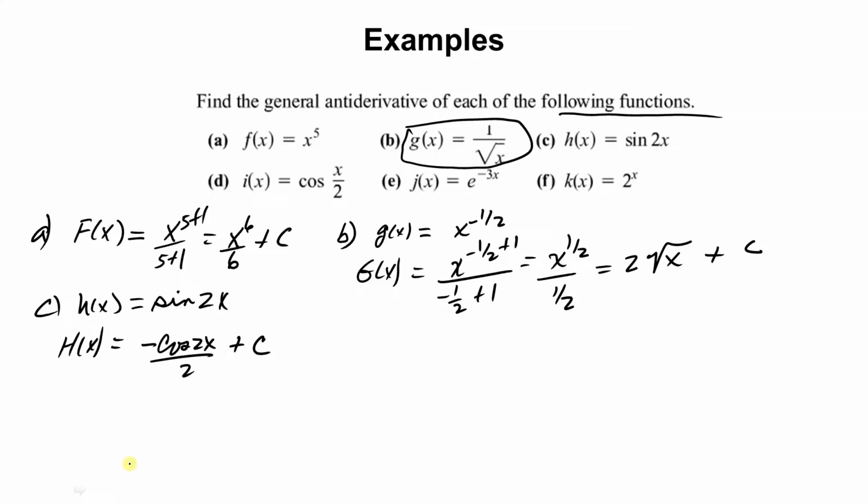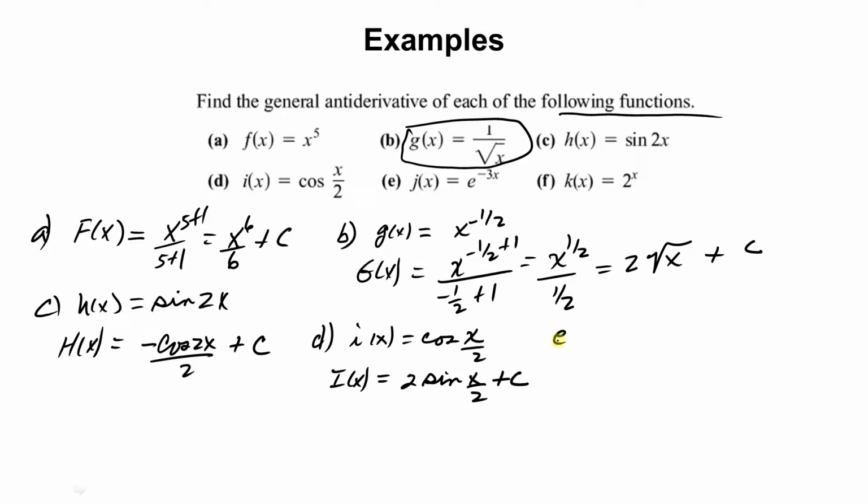Now, problem D, i of x is equal to cosine of x over 2. Here k is equal to 1/2, so the antiderivative, the general one, would be 2 sine of x over 2 plus a constant.